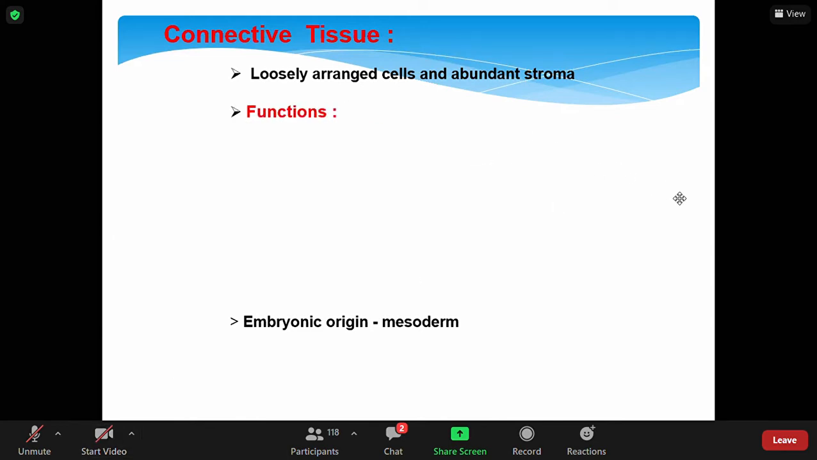Okay, functions. As we said before, there are so many functions of connective tissues. So you have your support. We mentioned that already, binding, support. You have your protection. You have your transport.